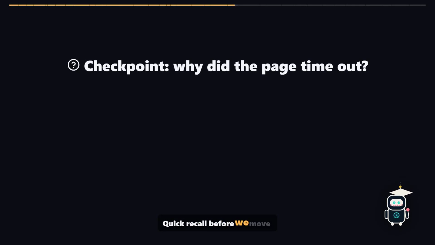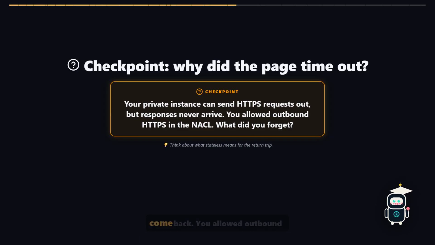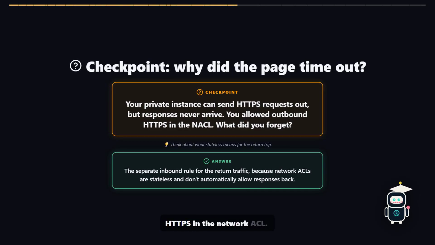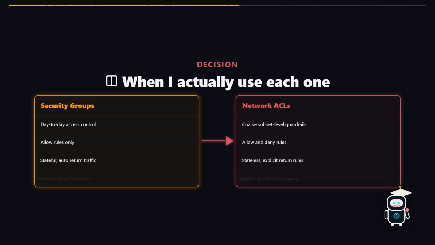Quick recall before we move on. Your private instance sends HTTPS requests out, responses never come back. You allowed outbound HTTPS in the network ACL. What did you forget?